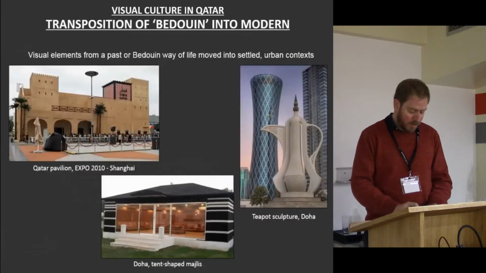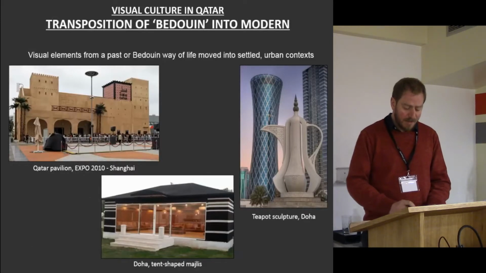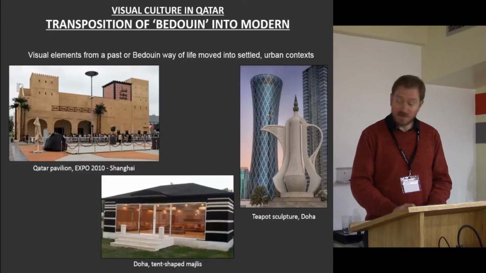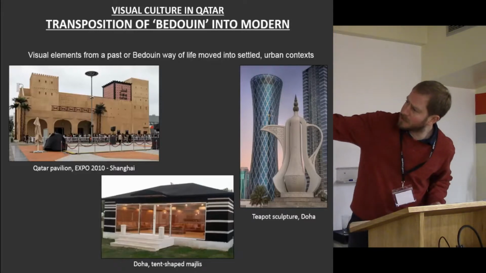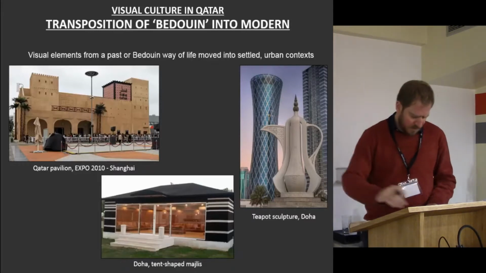So in parallel with the processes that I've just described, there's a tendency to transpose elements of Bedouin visual culture into modern settled contexts. And as with the example of vernacular architecture, this tends towards an idealised, generic conception of Bedouin lifeways. Some examples of this include the use of tents and tent-like buildings as majlis, as you can see on the bottom, the central photo.